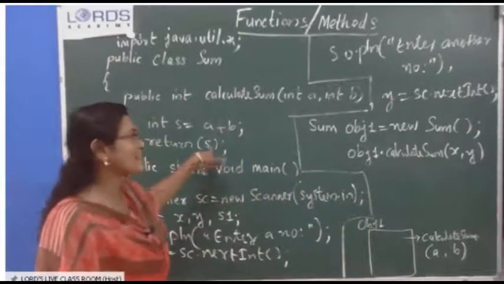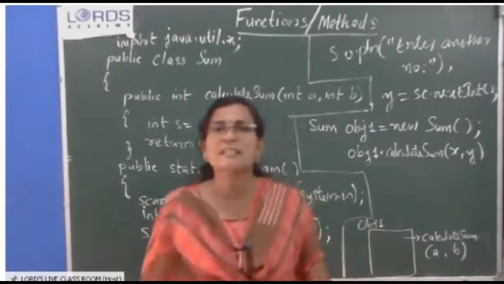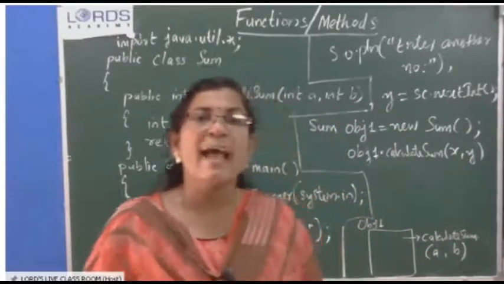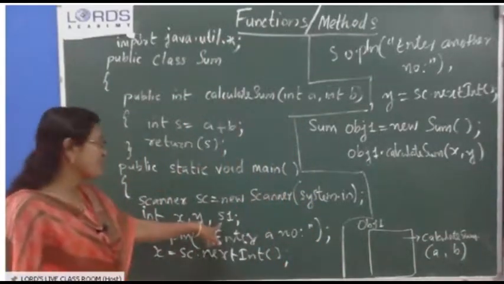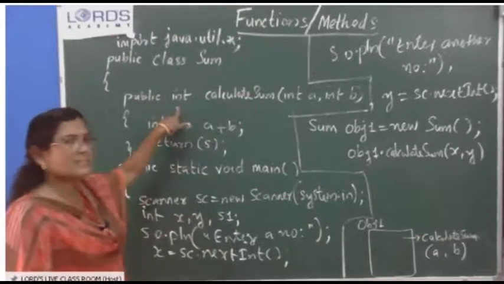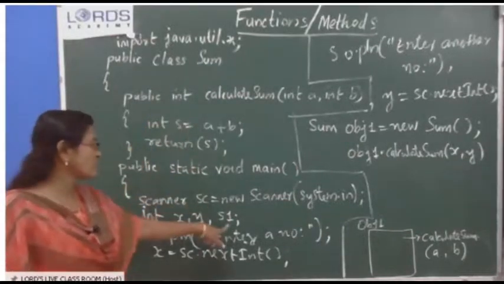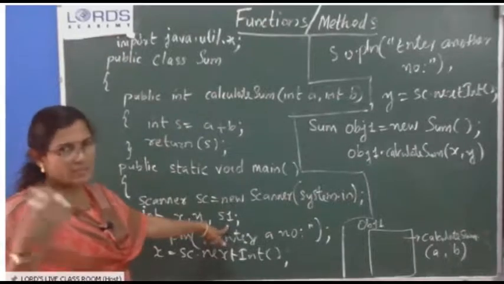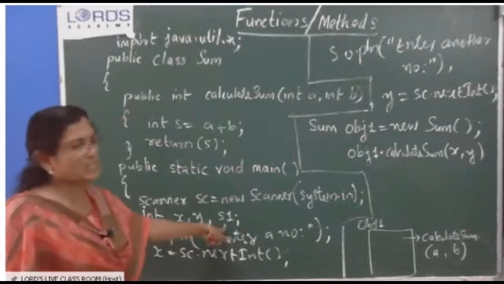So the calculated sum will be returned to here. When the value is returned from a function, it should be accepted and stored in the main method. For that, there is a variable S1 of integer type declared. What kind of value is coming back from this function? Integer type of value is coming back from this function. So, to accept and store an integer value, a variable S1 of type integer is declared.